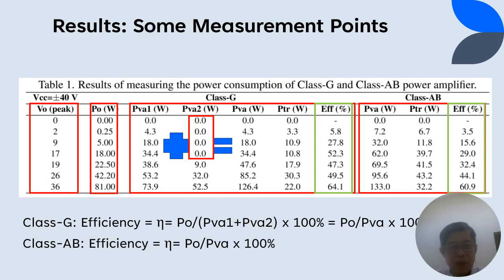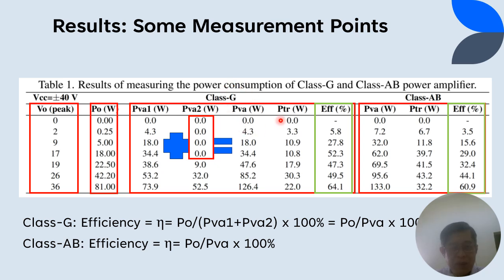as in Table 1. Table 1 shows the results of several conducted experiments. The first column is the output voltage signal. The second column is the power output. This block is for the result from class G, and the second block is for class AB.